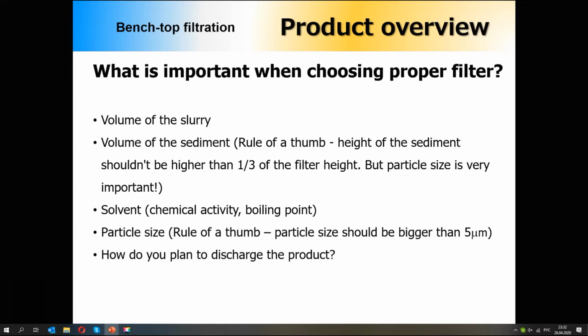Why? Well, first of all, let me explain what is written here for these points. First of all, the rule of thumb is that the height of a sediment shouldn't be higher than 1/3 of the filter height.